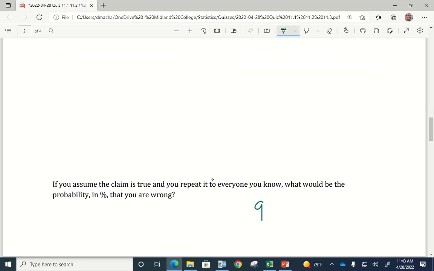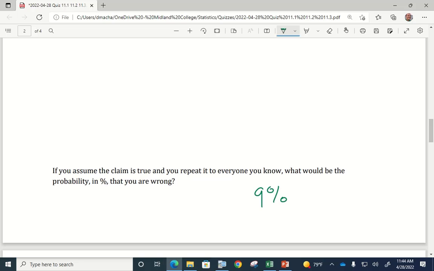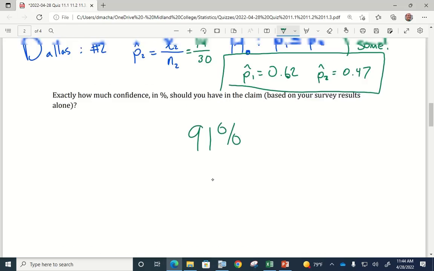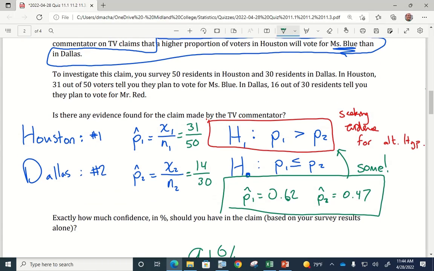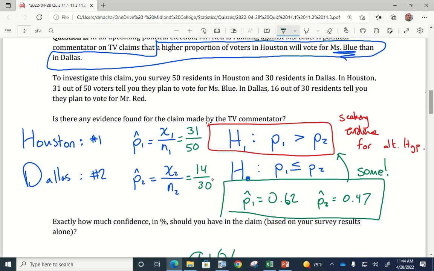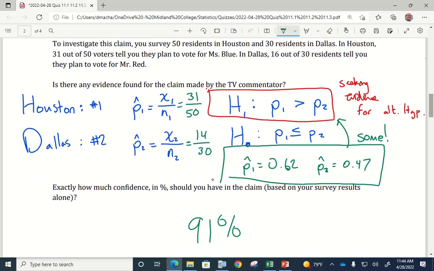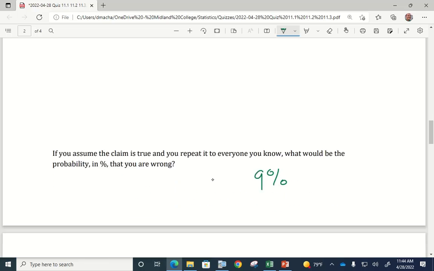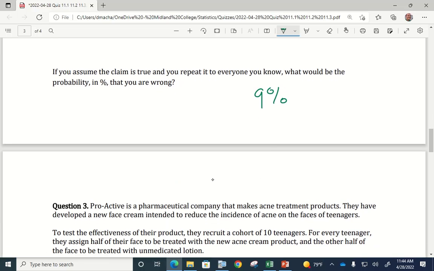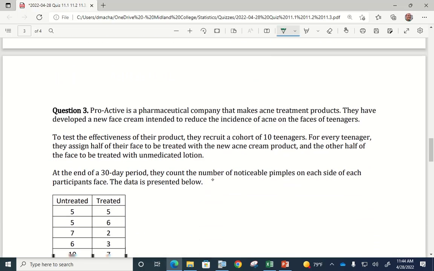And hence, there's a 9% chance that you're wrong if you go around claiming this on TV. So no one's ever perfectly sure. You think, yeah, that's a lot of evidence in favor of saying that the proportion in Houston will be larger than the proportion in Dallas, and yet there's still a 9% chance based on that survey that that's not actually correct.